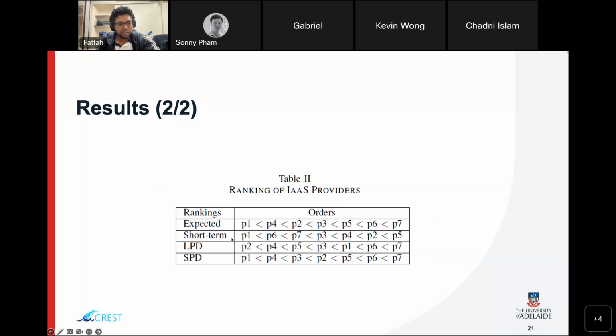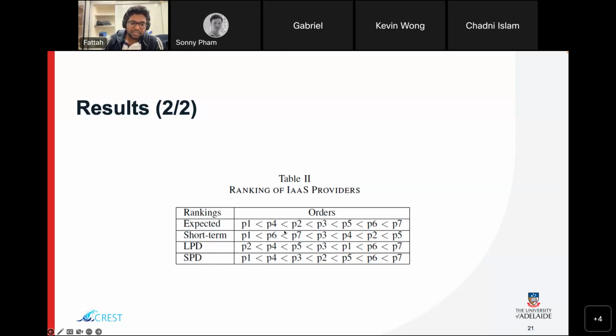Then we have the short-term ranking. That means we only use the free trial and rank the providers based on the free trial, which is the next line. And the third line is LPD. That means one of our baseline approaches. And finally, we have SPD. That means signature-based performance discovery.